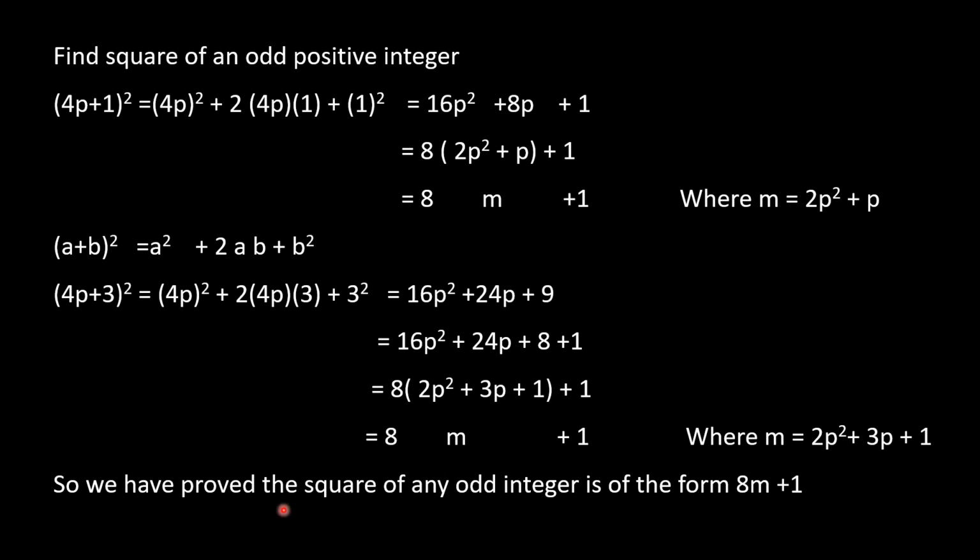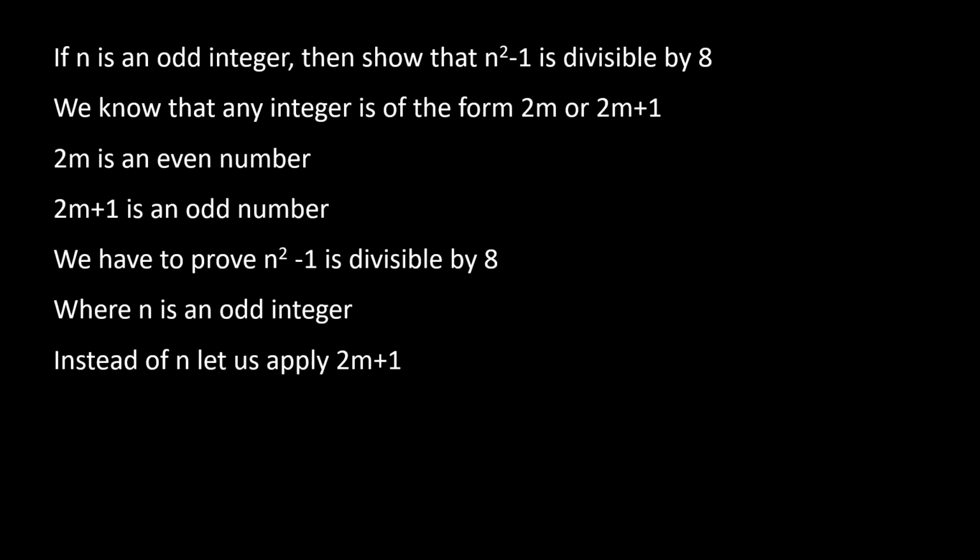So we have proved the square of any positive integer is of the form 8m plus 1. Yes, we have proved. Going to the next one. If n is an odd integer, then show that n square minus 1 is divisible by 8. We know that any integer is of the form 2m or 2m plus 1, right? Because when we divide by 2, you will get either 0 or 1 as the remainder.